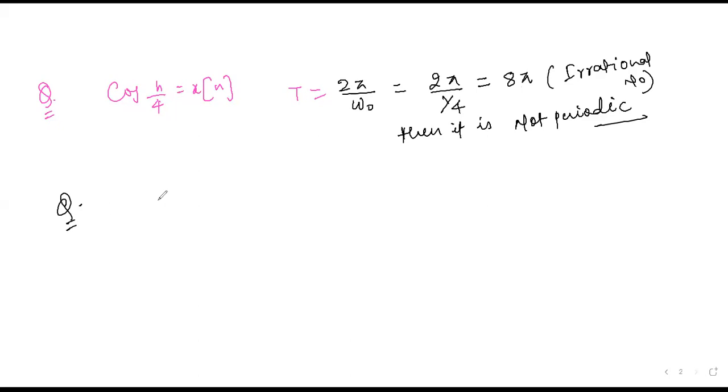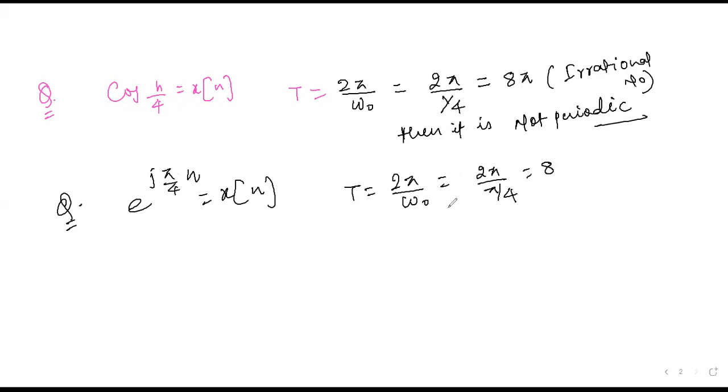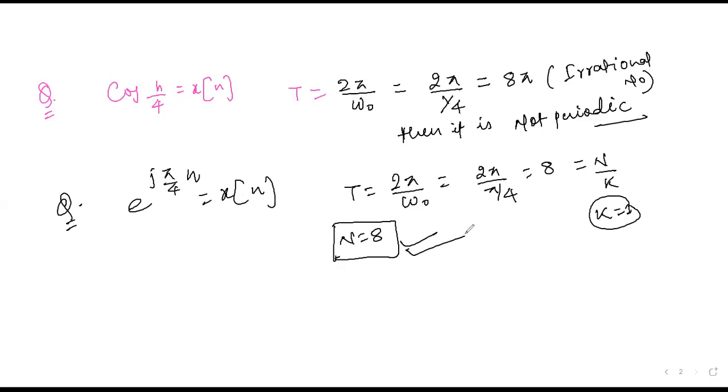Next question, periodicity. e raised to the power j pi by 4 times n. So T can be written as 2 pi by omega naught. This is 2 pi by pi/4, which is equal to 8, right? And this is equal to N by k. So for k equal to 1, N becomes 8. So it is periodic with fundamental period 8. Got it? So periodic with fundamental period 8. Are you getting my point?